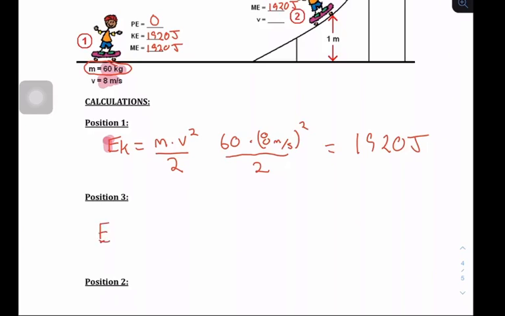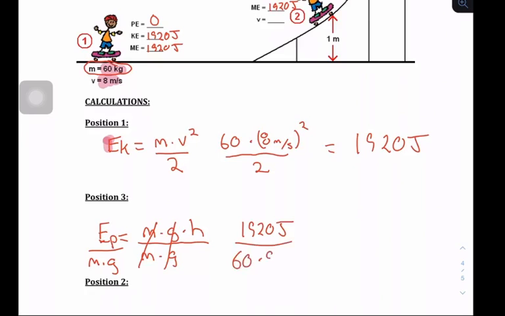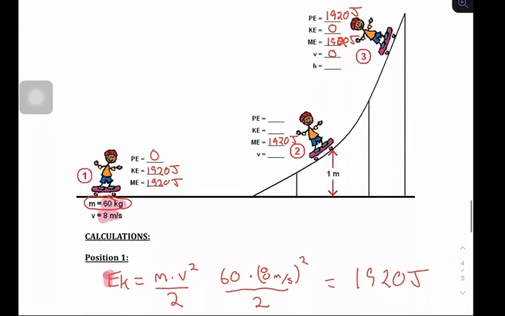So the potential energy formula is mass times gravity times height. Rearrange to get height by itself: I'm going to divide by these two things I'm multiplying, but I do it to both sides. So potential energy divided by mass divided by gravity will give us height. The potential energy is 1,920 joules. Mass is 60. Gravity is 9.81. What we end up getting for our height is 3.26 meters. And that's at the top of position 3.